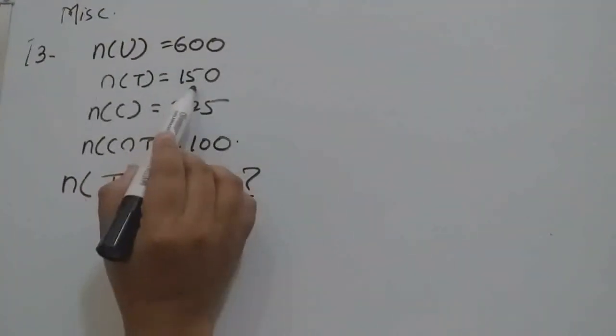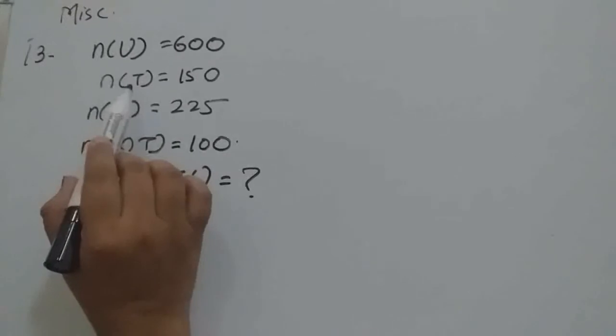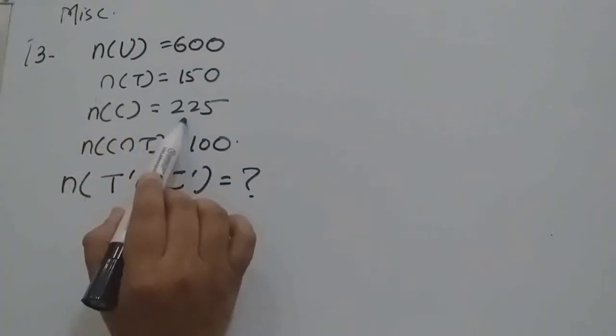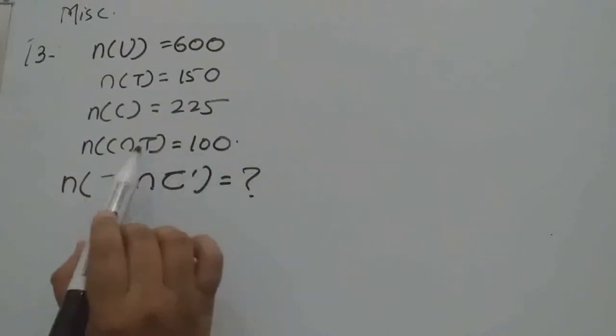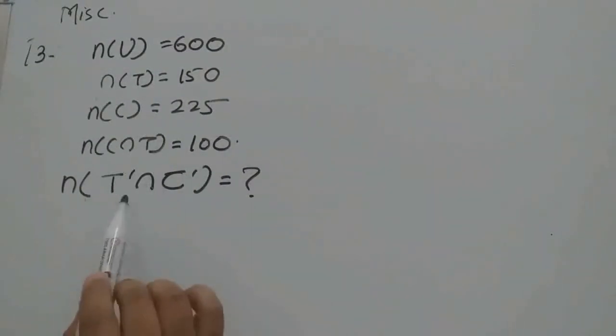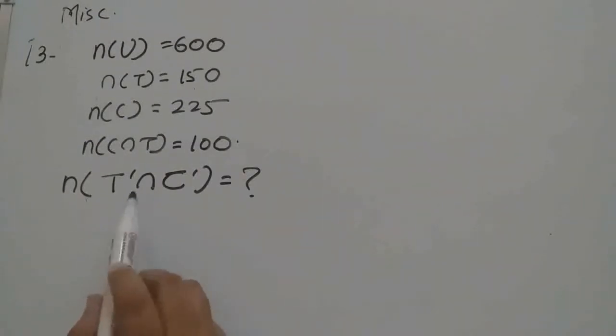See, in question number 13, it is given that in a survey of 600 students in a school, 150 students found to be taking tea, 225 students found to be taking coffee, 100 were taking both tea and coffee. So this we should find here. So by formula, if you want to solve, we know.